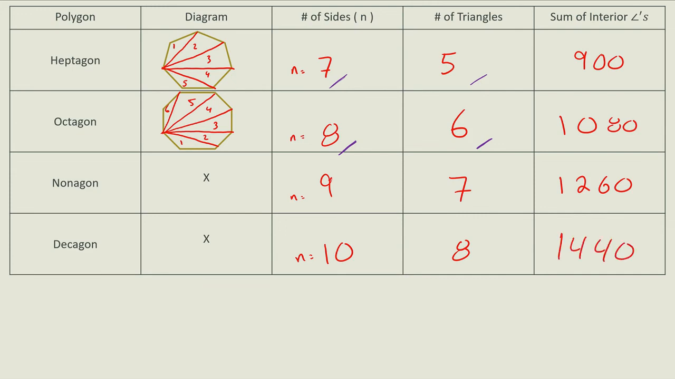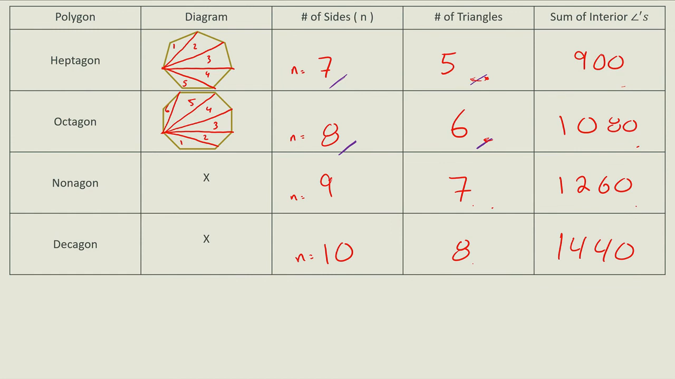Now, yes, we can add. We can add 180 eight times, 180 seven times, 180 six times. But a faster way would be to multiply. So 180 degrees, because that's how many degrees there are in one triangle, multiplied times 5 gives us the sum of the interior angles. 180 degrees times 6 gives us our sum of the interior. 180 degrees times 7 gives us our sum of the interior.